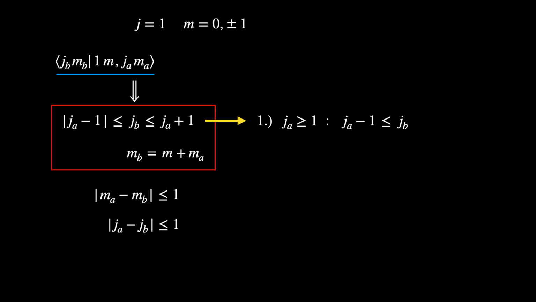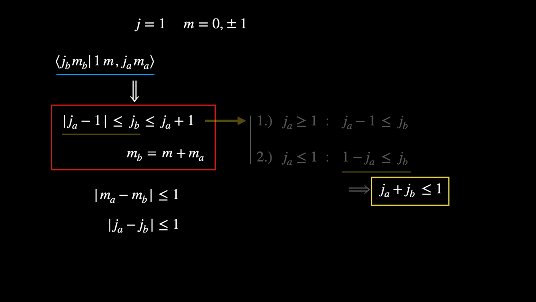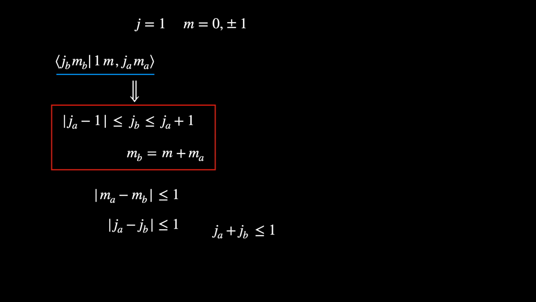Now we go back to the second possibility of the first inequality regarding the absolute value. JA less than or equal to 1, which means the inequality becomes. This implies. These conditions are an alternative way to express the rate box. In this form, it is much easier to see how the angular momentum quantum numbers of the states A and B are constrained.